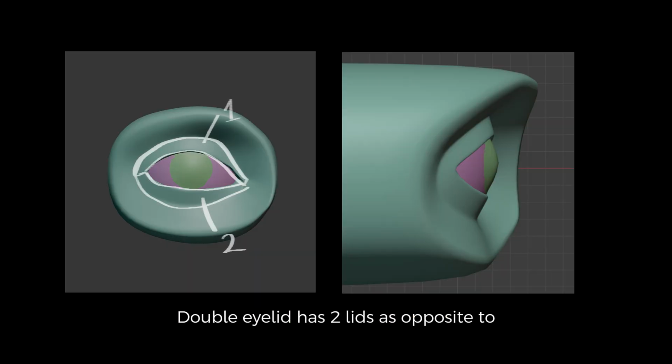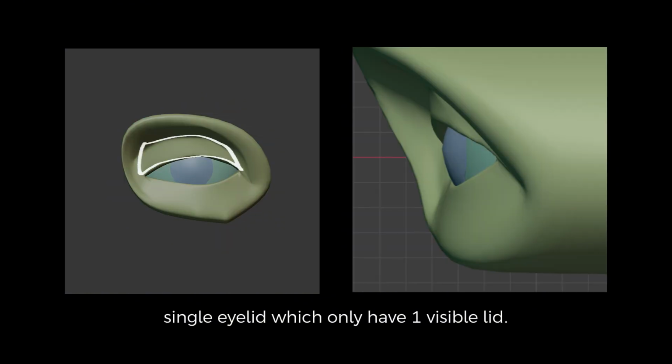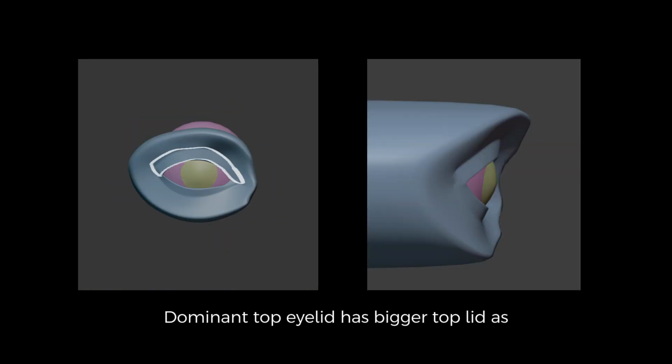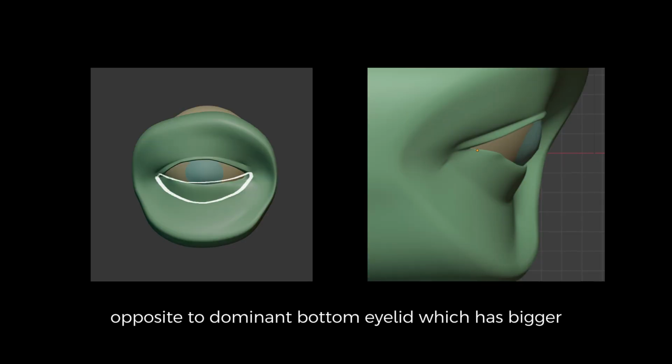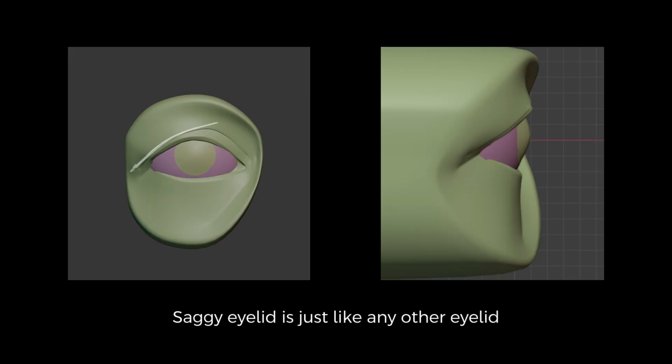Double eyelid has 2 lids as opposite to single eyelid which only have 1 visible lid. Dominant top eyelid has bigger top lid as opposite to dominant bottom eyelid which has bigger bottom lid. Sagging eyelid is just like any other eyelid but with the saggy end.